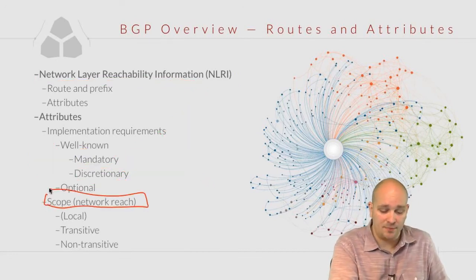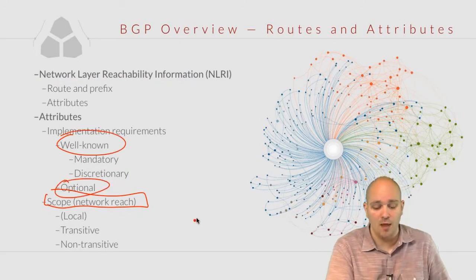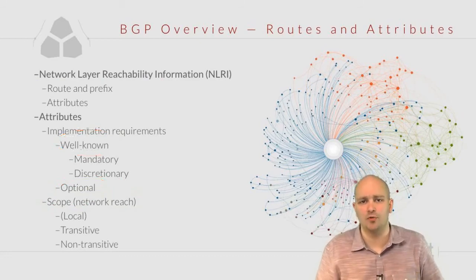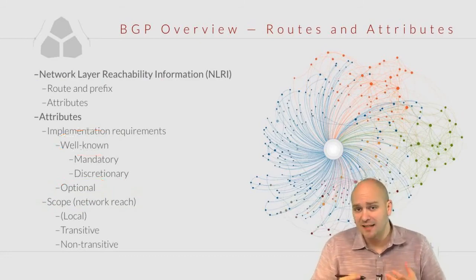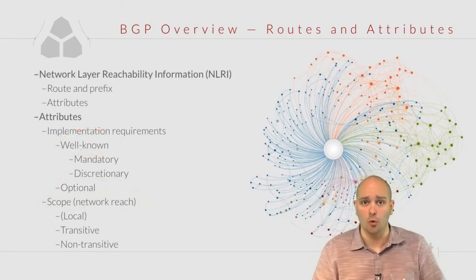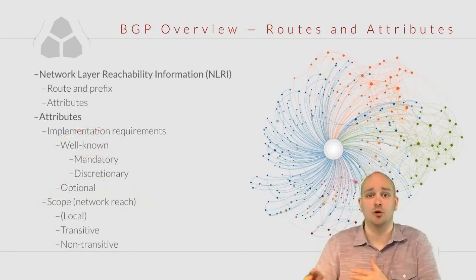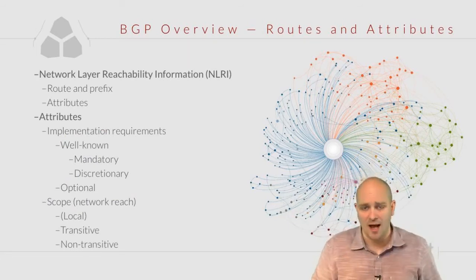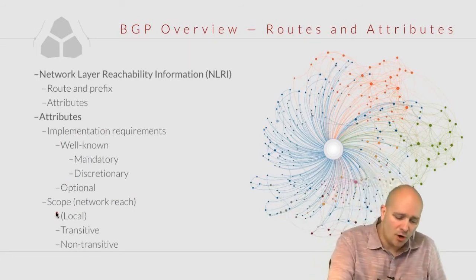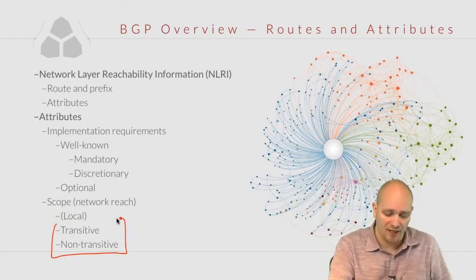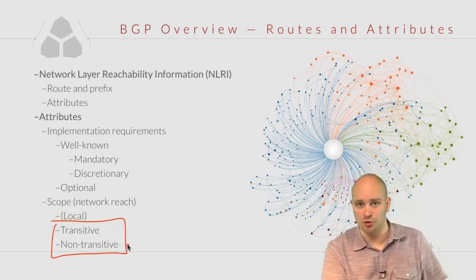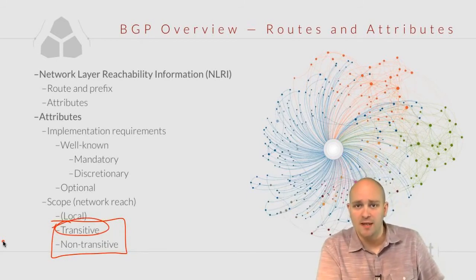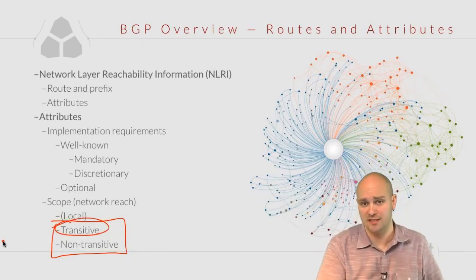Furthermore, all of these attributes, well-known or optional, are divided based on their scope or network reach: how far in the network this attribute will go without being implicitly filtered out. Some attributes cannot go across certain boundaries. Now, there are, officially speaking, two types, which are transitive and non-transitive. Transitive simply means that the attribute will be carried across the autonomous system boundaries.